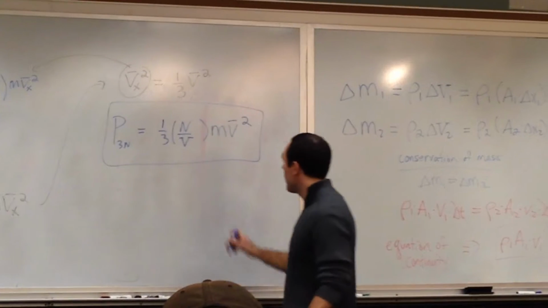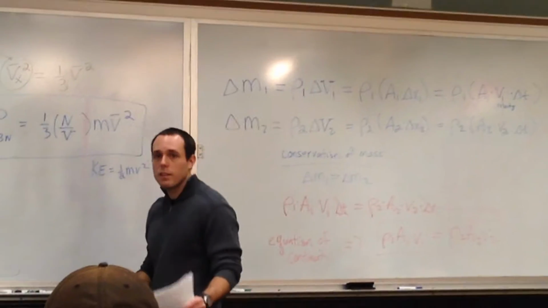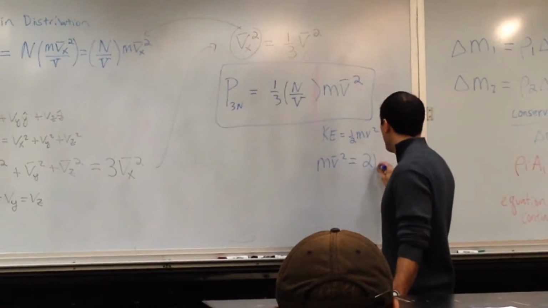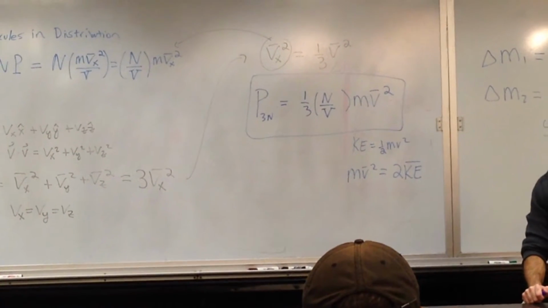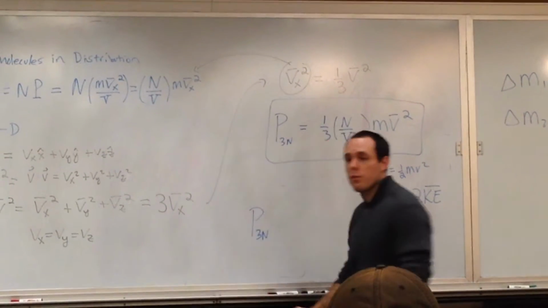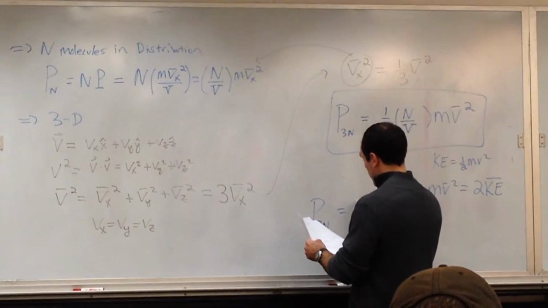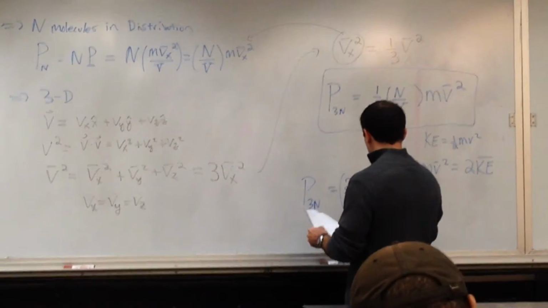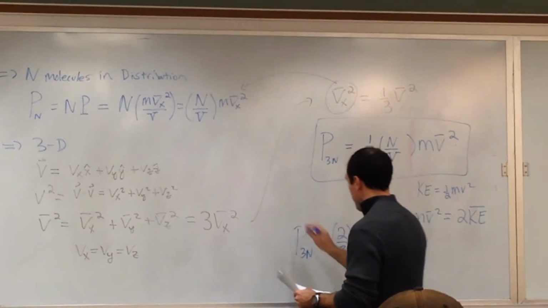We remember what kinetic energy is. Kinetic energy is 1/2 mv squared, and thus this value of m v average squared is equal to twice the average kinetic energy, where remember, the bar always means average. So I could also write this as the pressure of the 3-dimensional space of n molecules is equivalent to 2/3 the number of molecules n divided by the volume of the container V multiplied by the average kinetic energy.